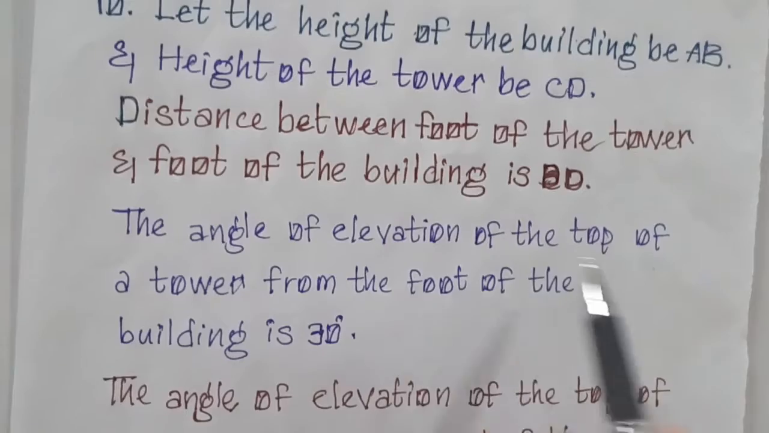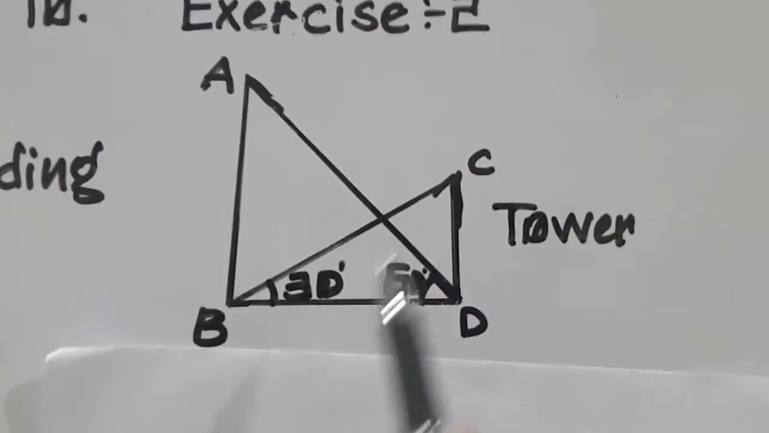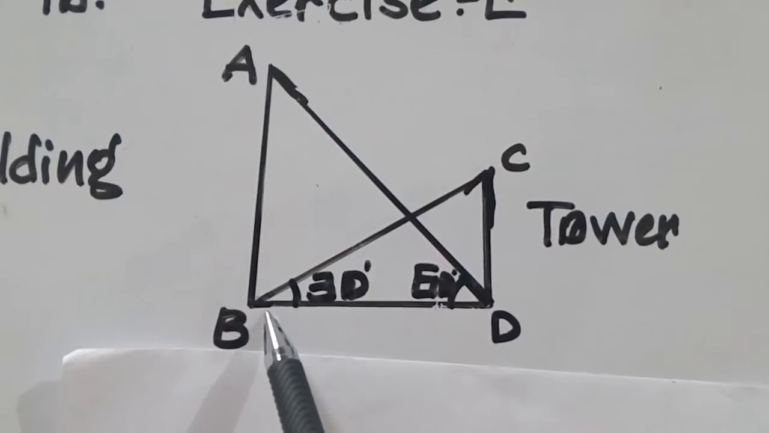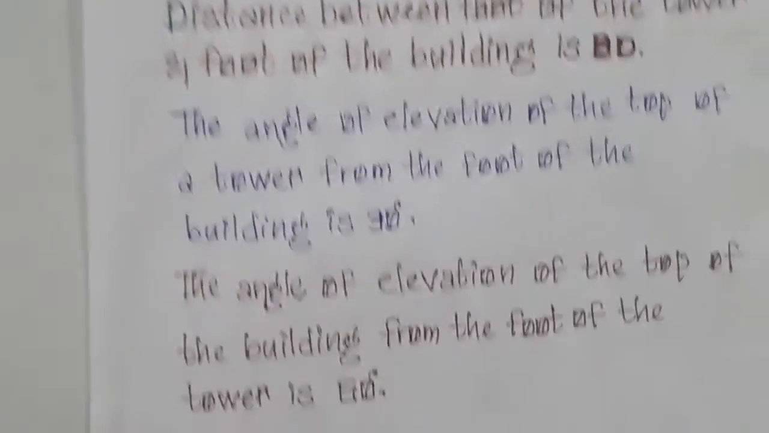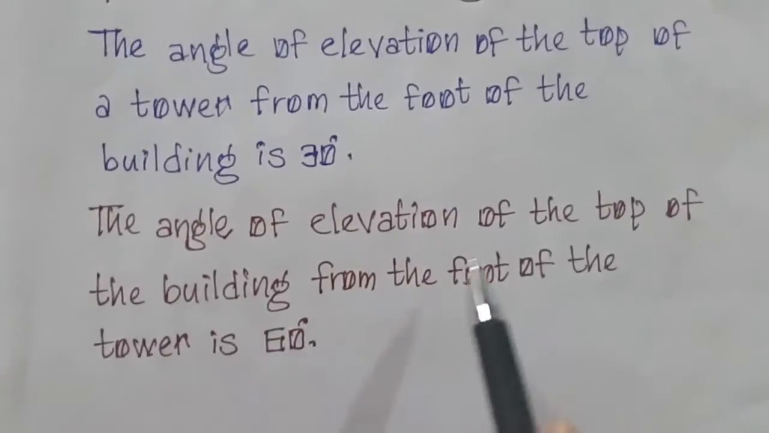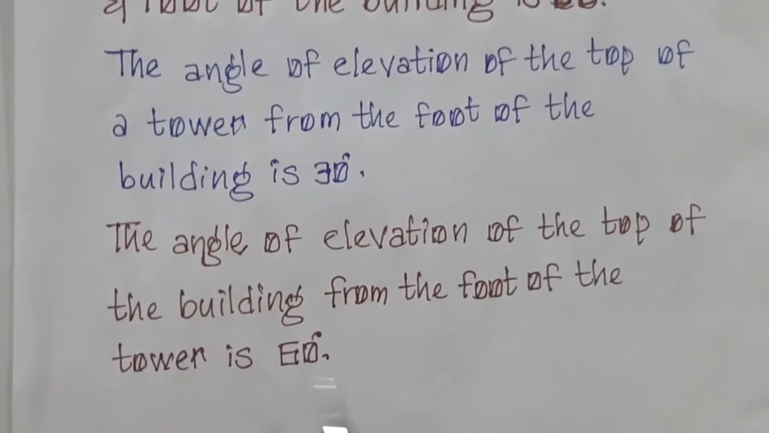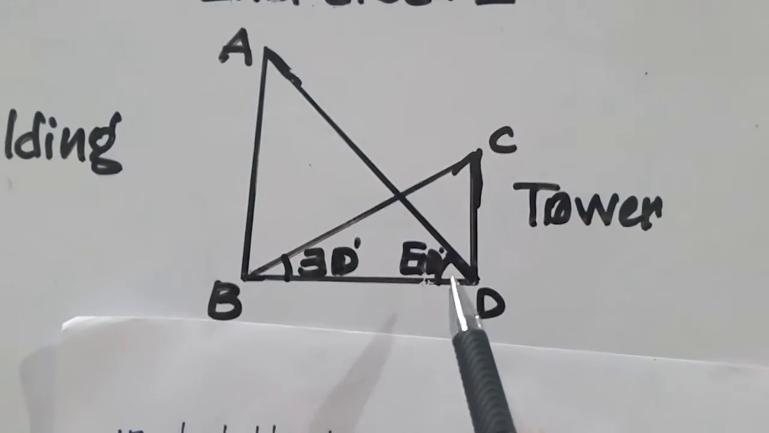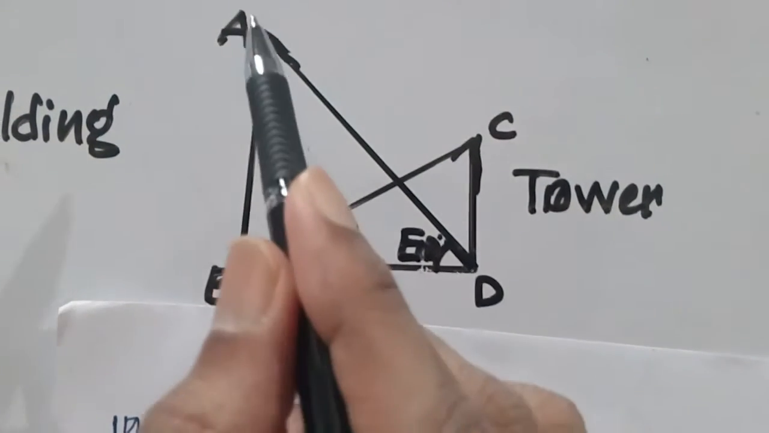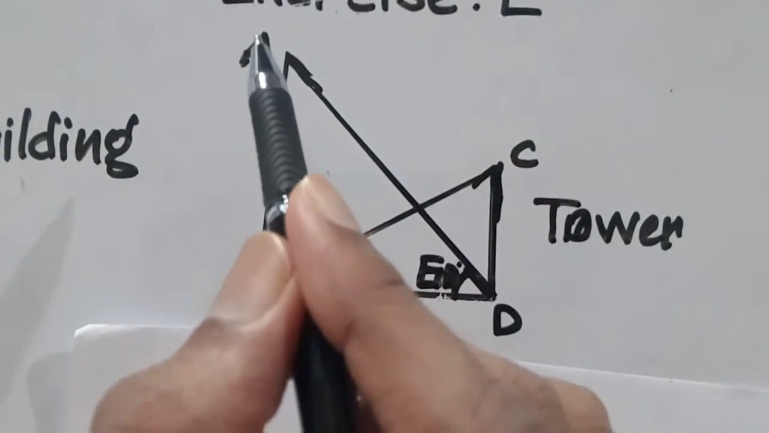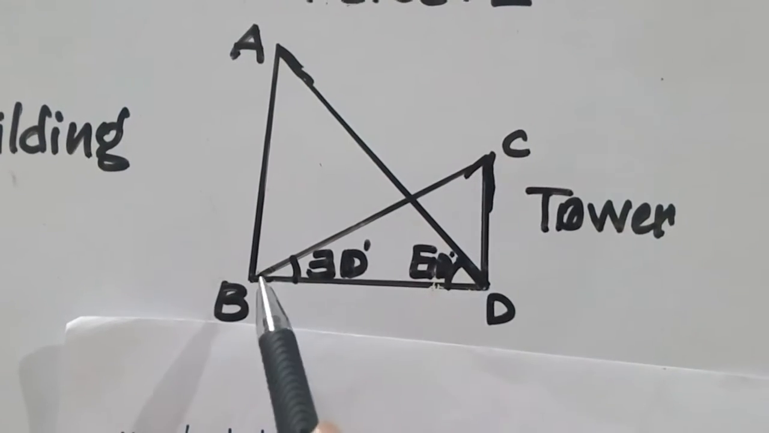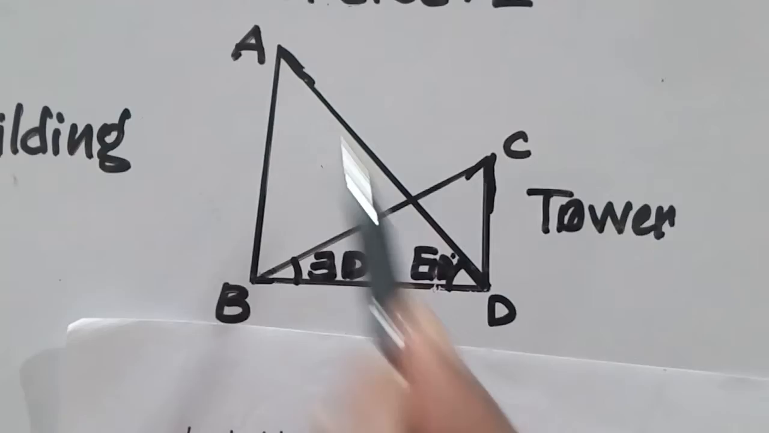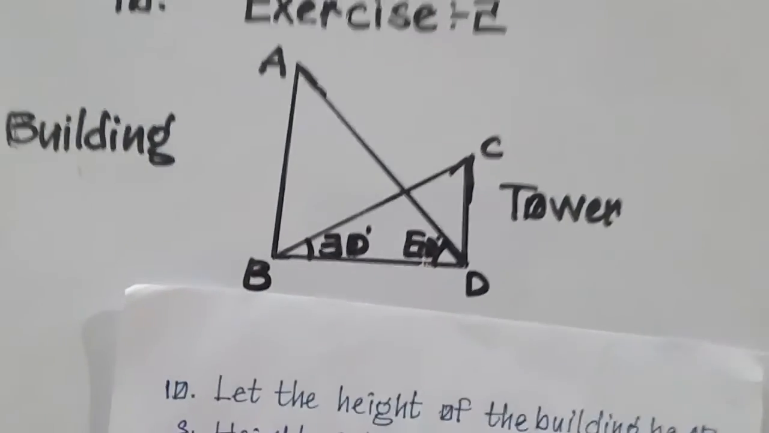The angle of elevation of the top of a tower from the foot of the building is 30 degrees. Next, the angle of elevation of the top of the building from the foot of the tower is 60 degrees. This is 60 degrees, building to tower.